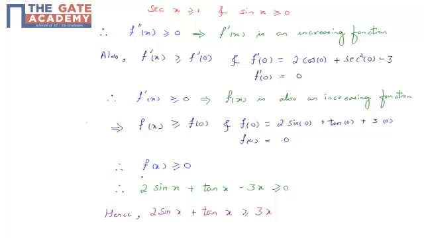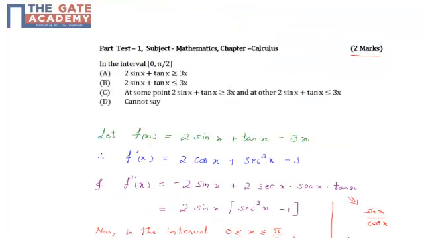Again substituting the value of f of x, we get that 2 times sin x plus tan x minus 3x is always greater than or equal to 0. Hence we can say that 2 times sin x plus tan x is always greater than or equal to 3x. That is, my option A is the correct option.